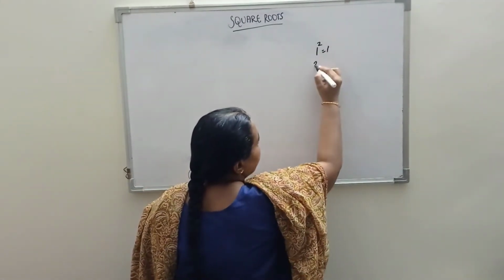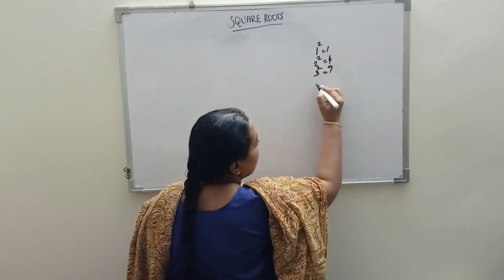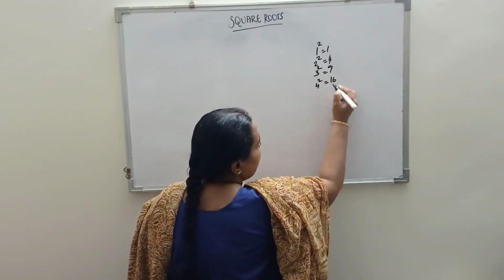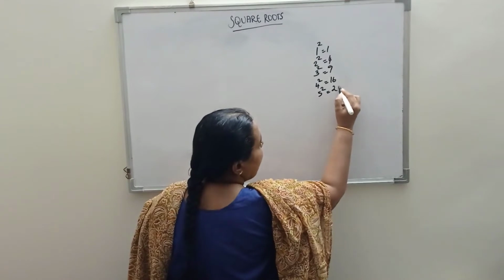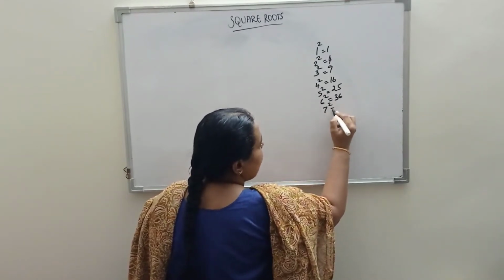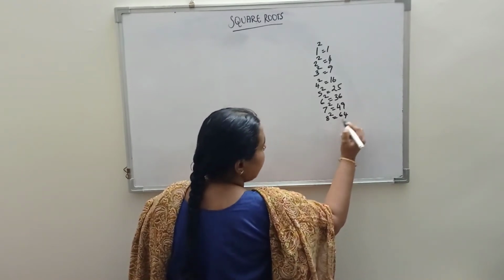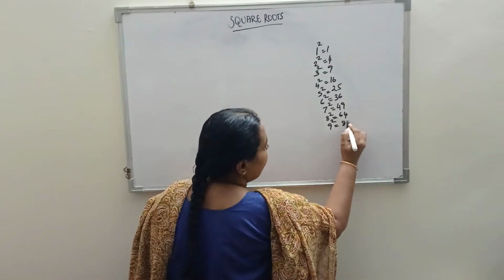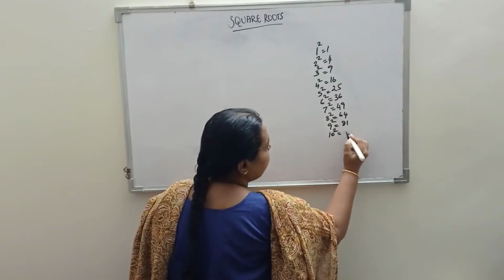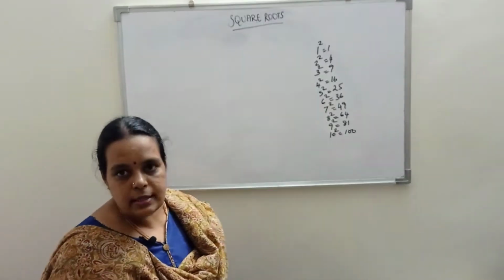1 square is 1, 2 square 4, 3 square 9, 4 square 16, 5 square 25, 6 square 36, 7 square 49, 8 square 64, 9 square 81 and 10 square 100. It would be nice if you learn till 20 squares.